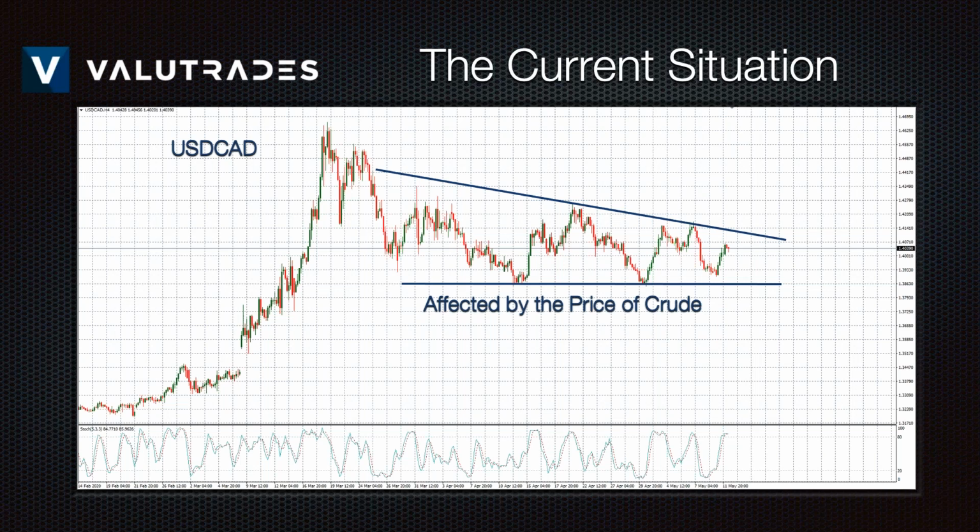But the bottom line is, if the price of crude goes up, the Canadian dollar will go up, and dollar CAD will come down. And again, getting back to normal trading, we're in a descending triangle. You may want to trade the bounce off this upper trend line if it reaches that far. Let's see what happens. Right, I'm showing this now.